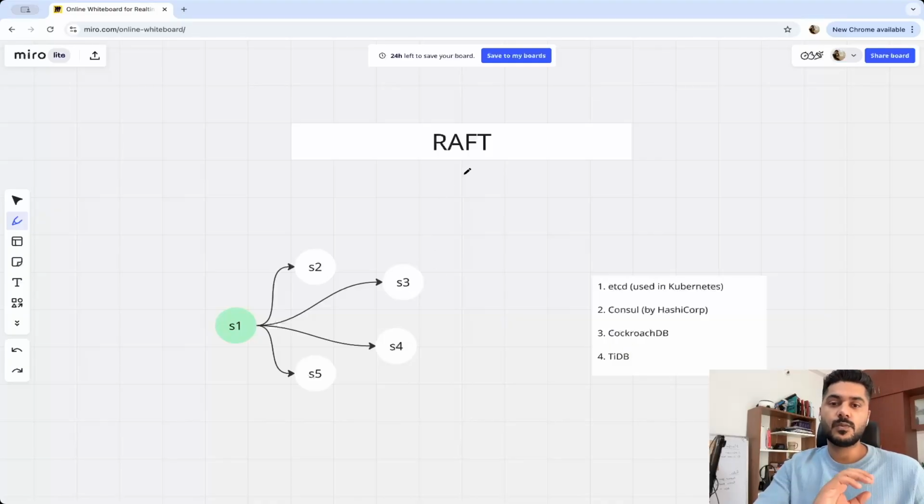So Raft is one of the consensus algorithms, and these days it is gaining a lot of popularity, and it is actually easy to understand. It was made so that we can understand it easily.